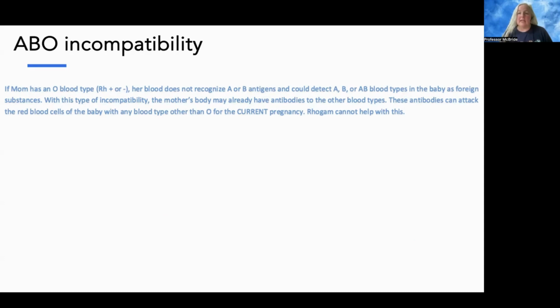Okay, so if mom is blood type O, whether Rh positive or negative, and she doesn't have A or B antigens, and the baby has them, it's recognized as foreign. With this incompatibility, the mother's body already has antibodies potentially to these other blood types, and so the antibodies can attack the red blood cell of the baby with this current pregnancy. This is not something that can be resolved with RhoGAM. Okay, in a previous video on Rh incompatibility, we discussed the use of RhoGAM, but that does not work with ABO.